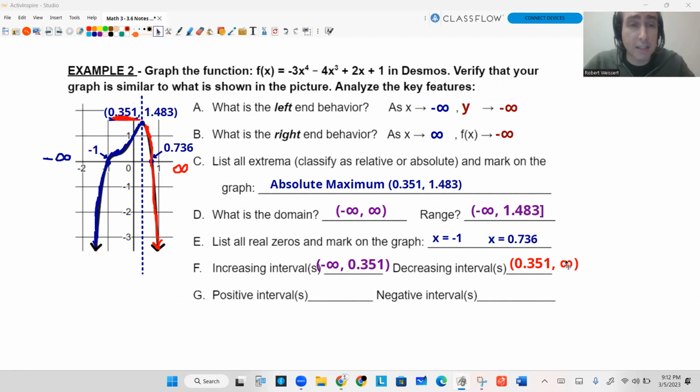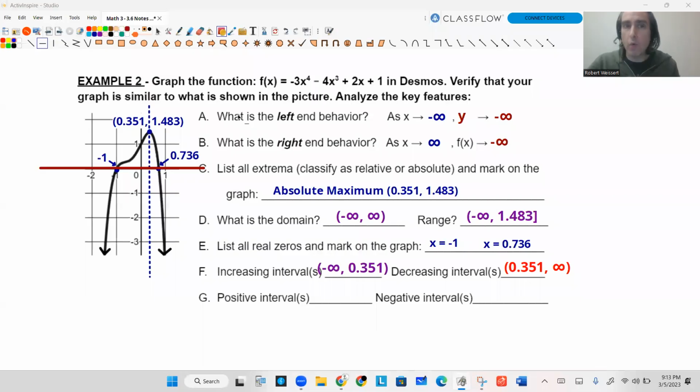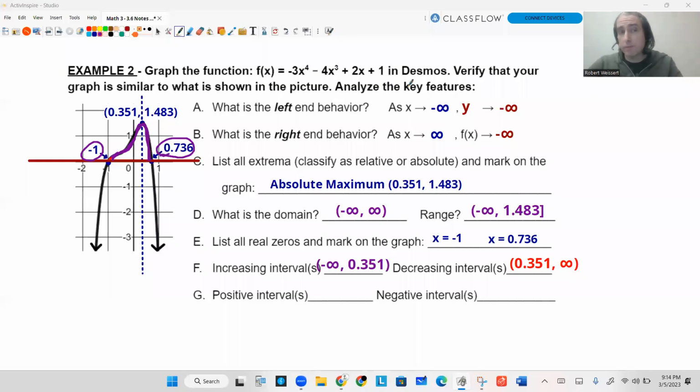Now let's identify the positive and negative intervals. First, it's helpful for me to clear off my notations there so we can just focus on the x-axis. There's our dividing line. Looks like we have one interval above it and two below it. There's the one above it, from -1 to 0.736. The two below it are separate, so we'll have to write them separately. See if you can figure out how to write those.